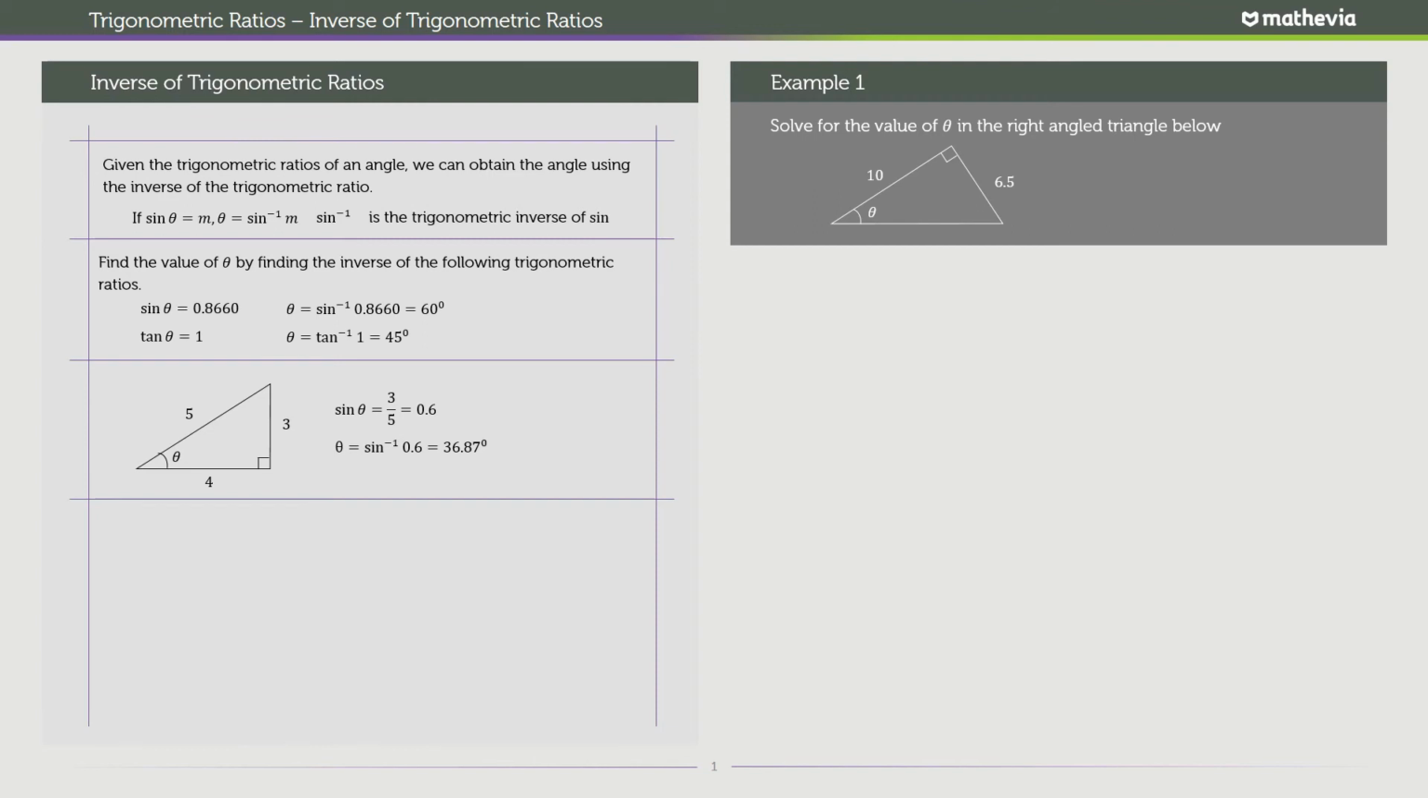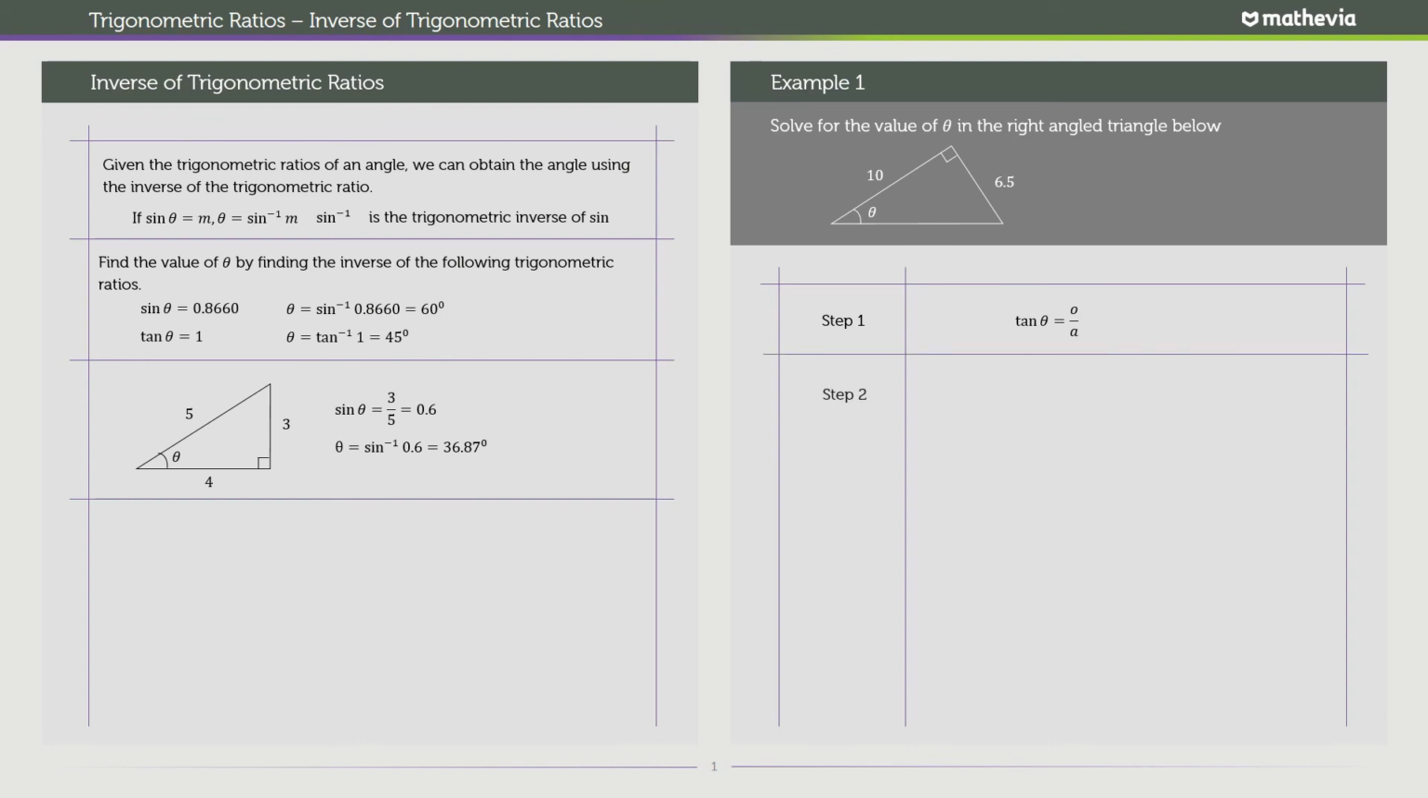I have just one example, with this triangle. We're looking to solve for the value of theta in the right angle triangle below. We're given 6.5 and 10, and if you look closely, 6.5 is our opposite and 10 is our adjacent, so we're working with tan. The tan of theta is O over A. Tan of theta equals 6.5 divided by 10, which is 0.65. Then theta is the tan inverse of 0.65.